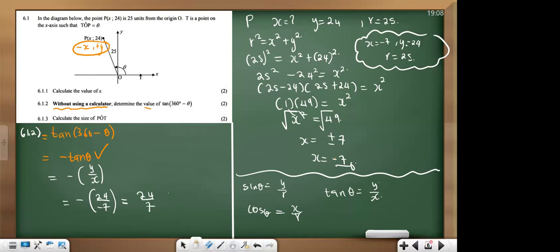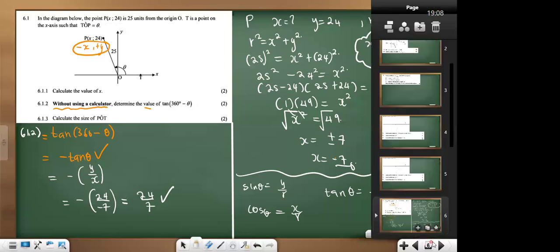Just get the marks as you go. Another 1 mark here. You are sitting on 4 marks within 2 minutes. That's how math should be done.